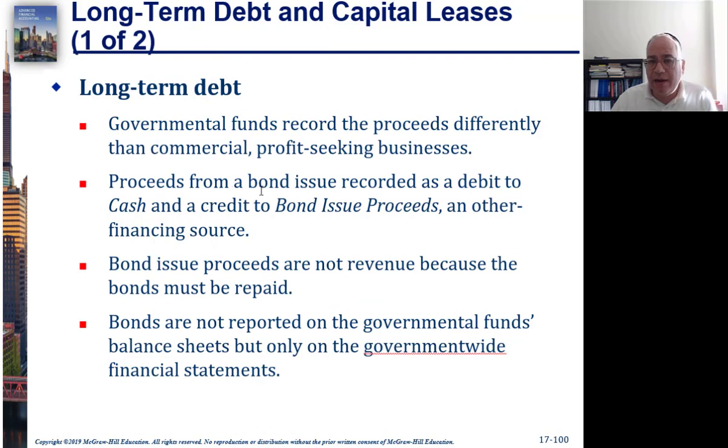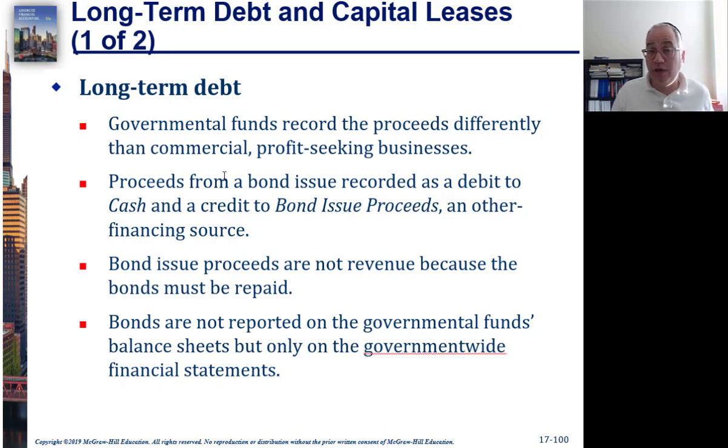We've also got long-term debt and capital leases. With long-term debt and capital leases, governmental funds record the proceeds differently again, in that bond proceeds are other financing sources, which is kind of like revenue. And bond issue proceeds are not really revenue because you have to pay them back, so we don't record them as revenue. They're going to be called other financing sources, but it's not a liability.